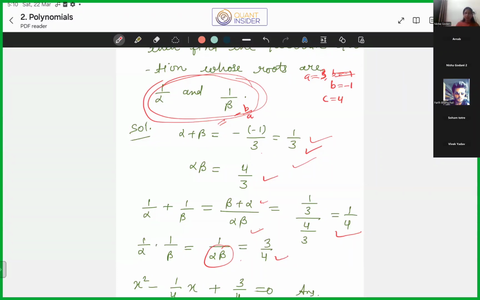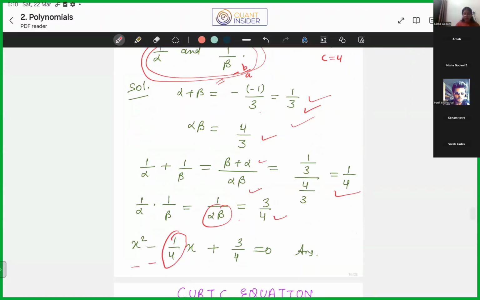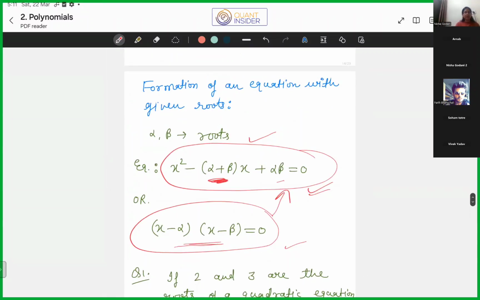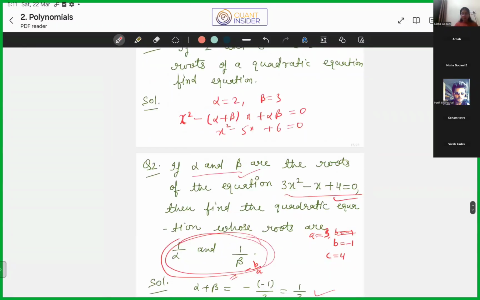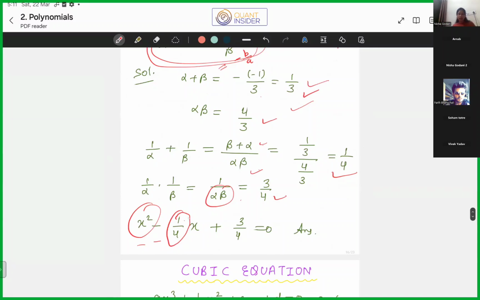Now you have the sum and product of 1 upon alpha and 1 upon beta. Now how to write the equation? You know the formula is x square minus the sum of the roots into x, plus the product of the roots. So here it is x square minus 1 by 4 into x plus 3 by 4, and it is equated to 0.